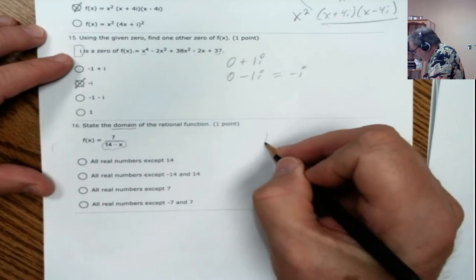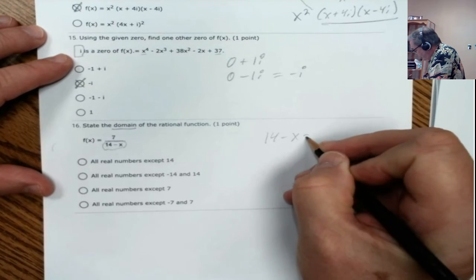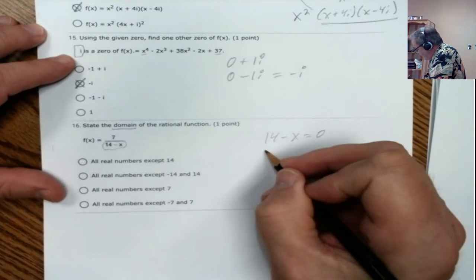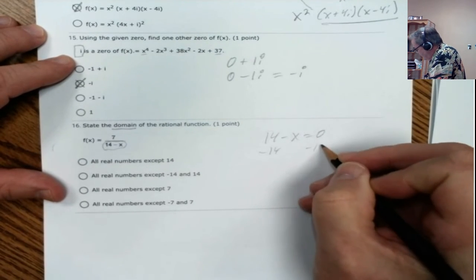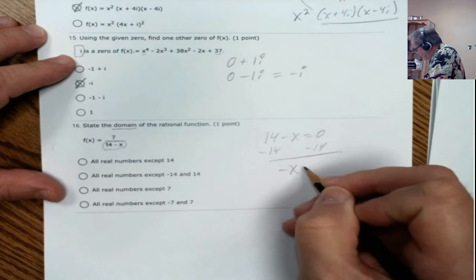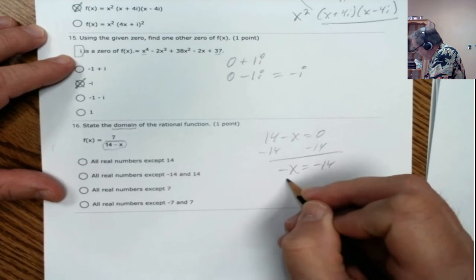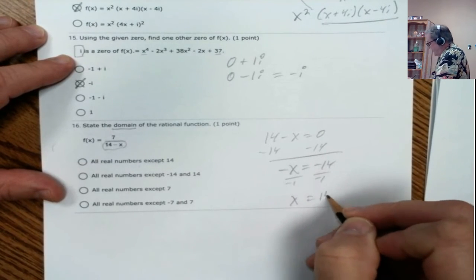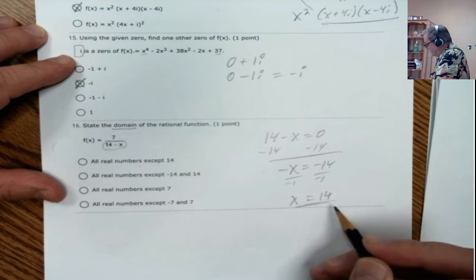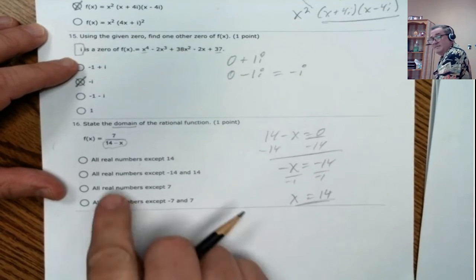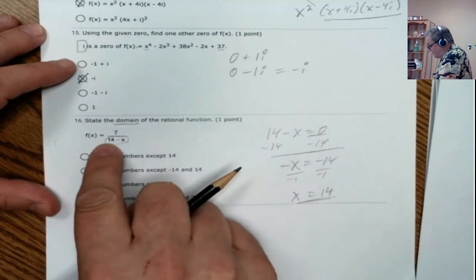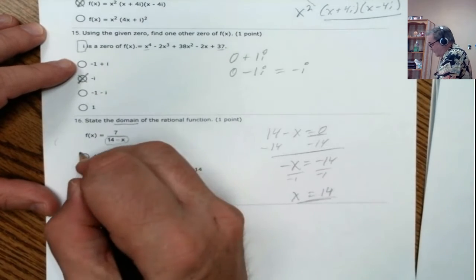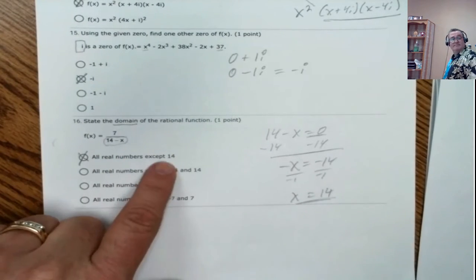So 14 minus x, what would make that a 0? If we subtract 14, that means negative x equals negative 14, divided by negative 1. X can't be 14. If x is 14, then this equals 0. So it can be anything else. So we can have a positive or negative denominator. That's fine. But all real numbers except for 14.